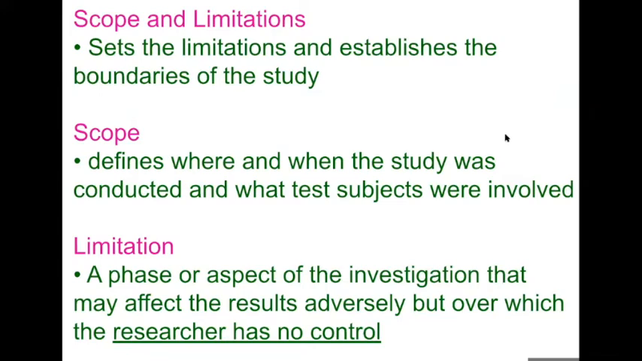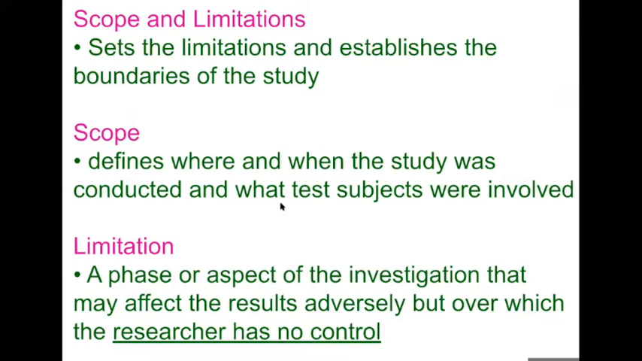Okay, so the scope defines where and when the study was conducted, and what the test subjects involved in the study are. Will you be using cell cultures? From what? What is the source? Will you be using animal models? What sort of animal will be involved? So something like that. When will you gather or collect your samples? What particular area or region? Something like that. So that's the scope.